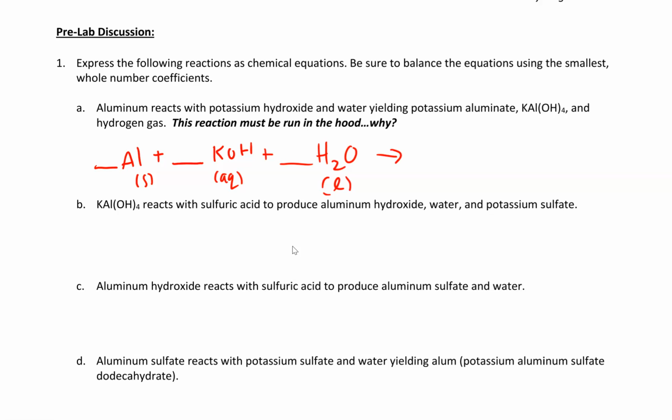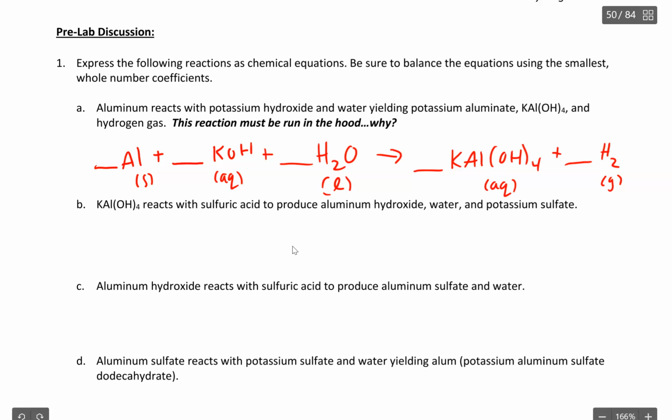And as this reaction progresses, I will just have it in the hood heating up, and it's going to start to bubble. And we're going to be producing potassium aluminate, KAlOH4, and the bubbles that are produced are hydrogen gas, H2. And potassium aluminate is an aqueous substance. When this reaction takes place, it's going to turn kind of a really dark brown, almost black color. We'll know the reaction is taking place because of the bubbling. That means that hydrogen gas is being produced and it is escaping.